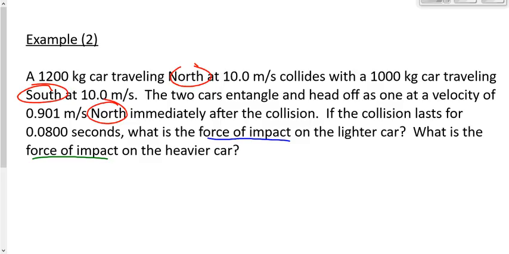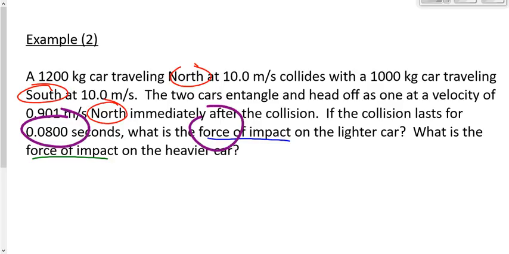Now, remember what I said earlier on today? If you see force and time in the same question, use impulse. Even if the question doesn't mention the word impulse or doesn't even mention the word momentum, use impulse. Remember what else I said? If you want to use impulse to solve this question, Dylan, what do I got to make sure I do? Pick one object. Pick either the light car or the heavy car.